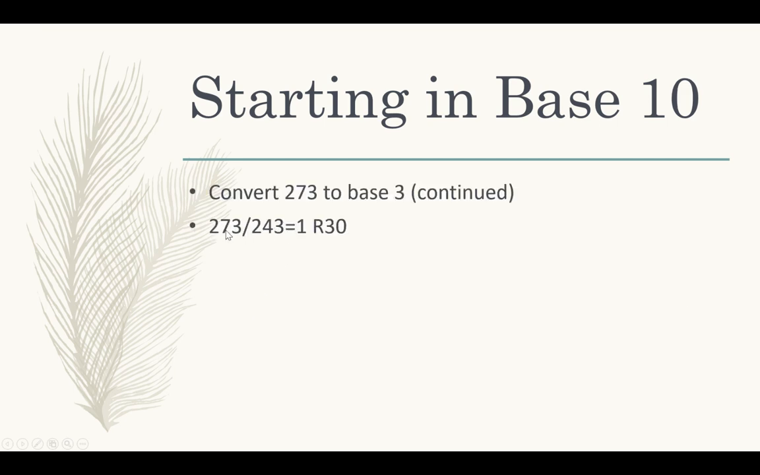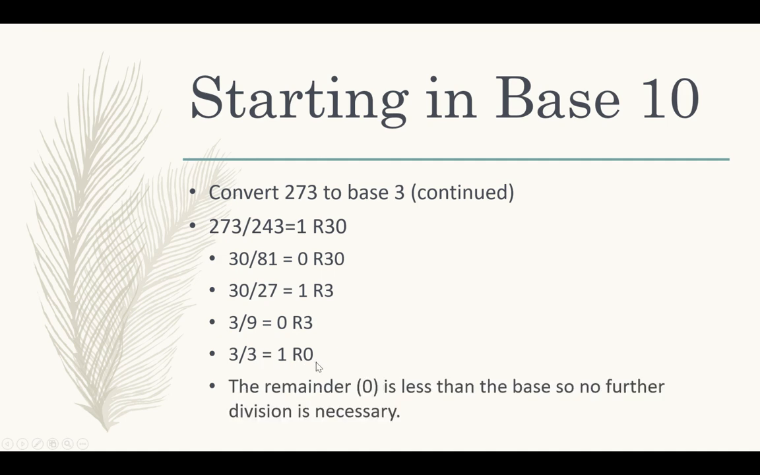Okay, so we divide first. We get 1, remainder 30. We go to the next one, which is 81. That doesn't go in there, so we still have remainder 30. Do the next one, 30 divided by 27 goes in there 1 time. We have a remainder of 3. 3 divided by 9 doesn't go in there at all, 0 times, remainder 3. And then 3 divided by 3 goes in there 1 time, remainder 0. So the remainder is 0, which is less than the base. Base is 3. So we have no further division necessary.